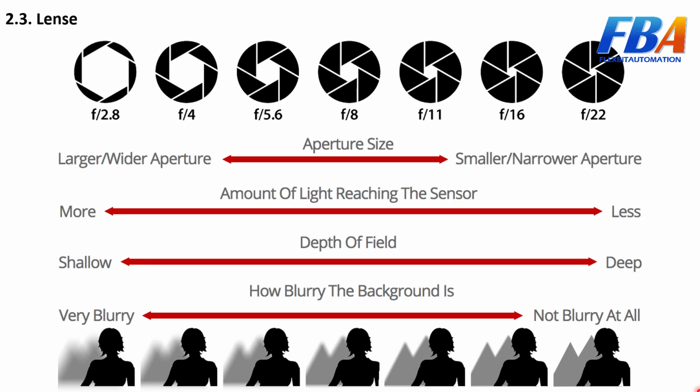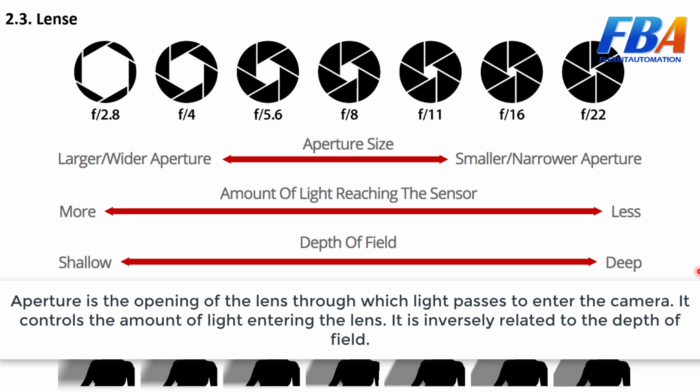And the next one, aperture. That's the opening of the lens through which light passes to enter the camera. It controls the amount of light entering the lens. Here you can see this is a bigger aperture and this is smaller, and it's inversely related to the depth of field.